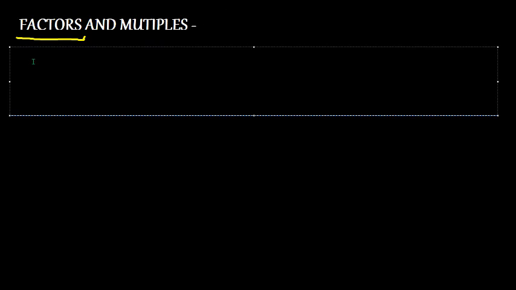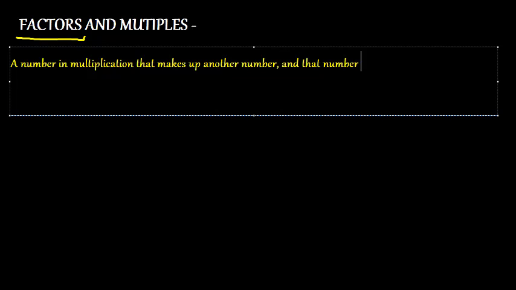A factor is a number in multiplication that makes up another number, and that number should divide equally with no remainders. And that's what a factor is.